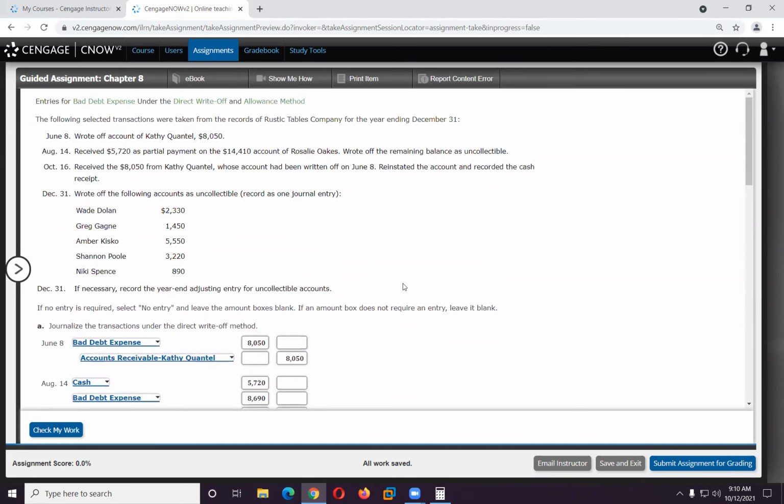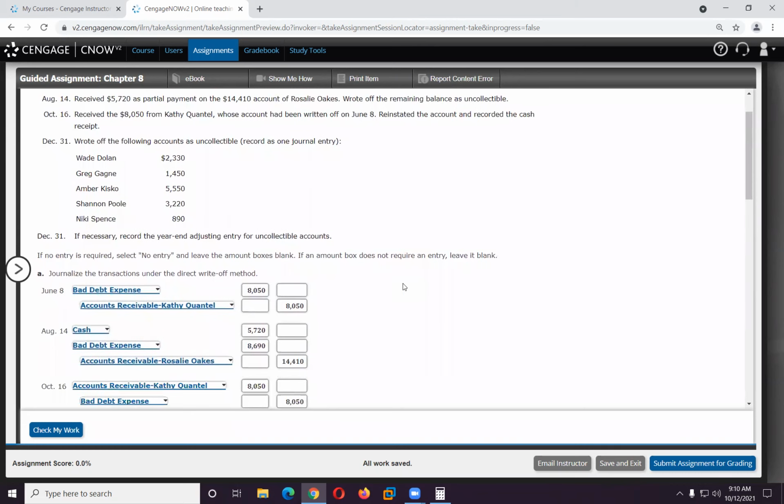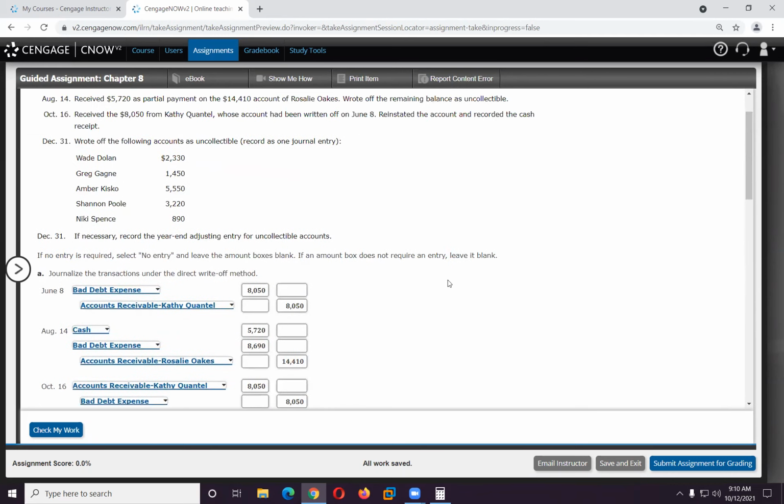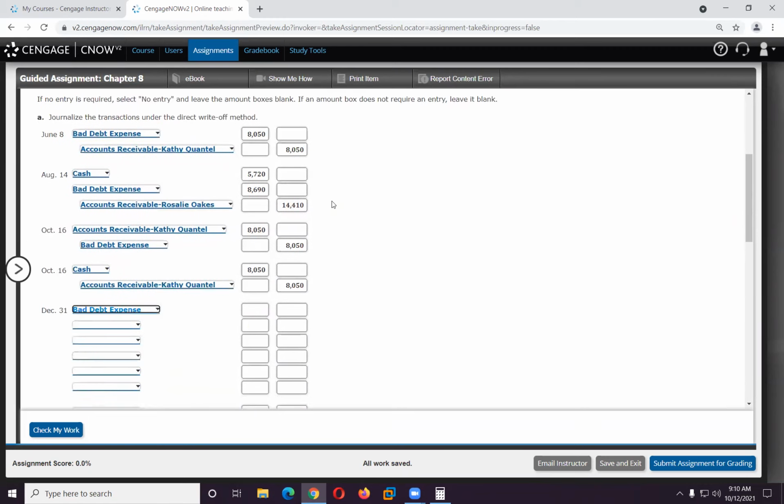All right, on December 31st, we wrote off the following accounts as uncollectible. So whenever we write off accounts using the direct write-off method, we're debiting bad debt expense, and then we're crediting accounts receivable for each of those accounts. So I have Wade Dolan's account, 2330.